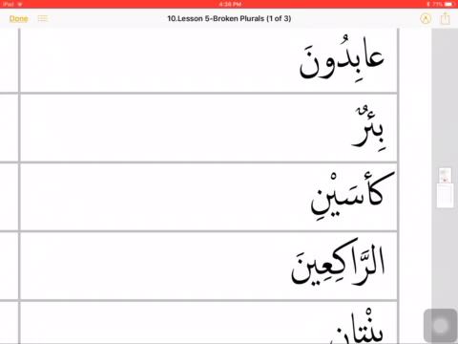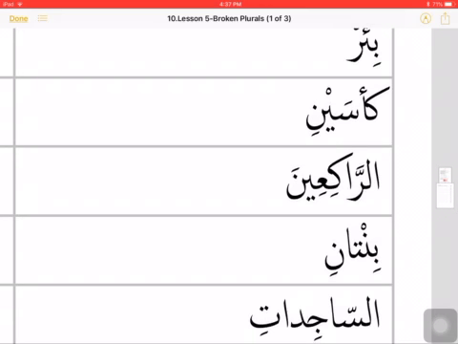Now, if I look at bi'run, do I see any of the 6 endings? No. Now I have to think, is this a mufrad word or a jama taksir word? Because I have heard this word before, I know bi'r means a well, one well, so this is a mufrad word. Ka'saini, does it have any of the 6 endings? Yes, it does. Aini. Aini was an indicator of a musanna. So this word ka'saini means 2. Ka'as means a cup, so 2 cups. It's a mu'annath word.